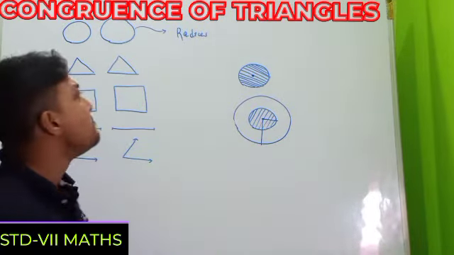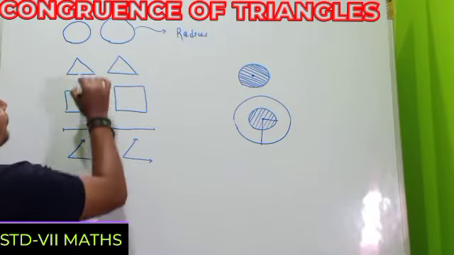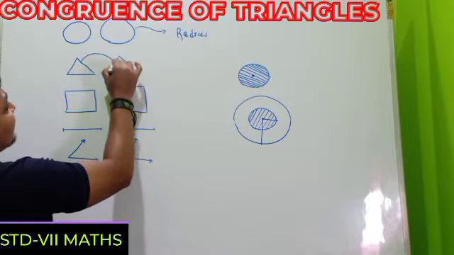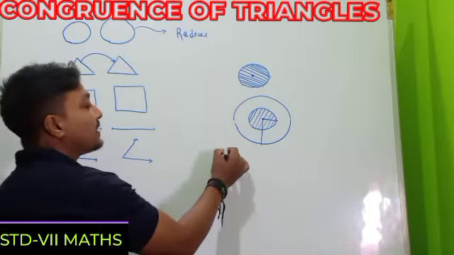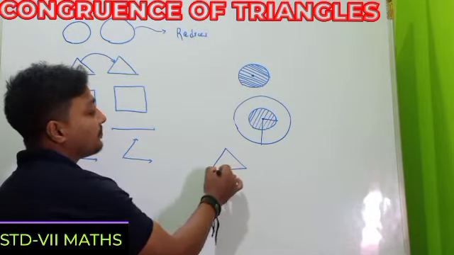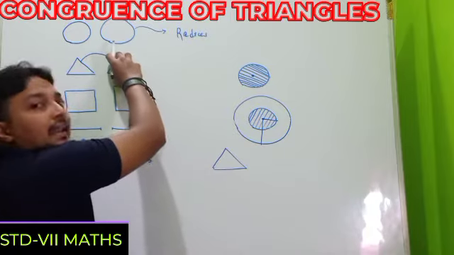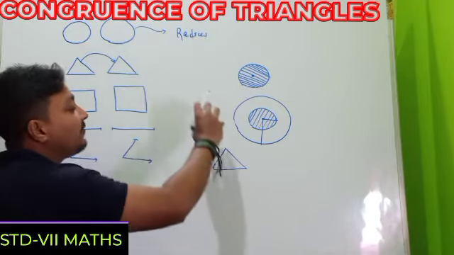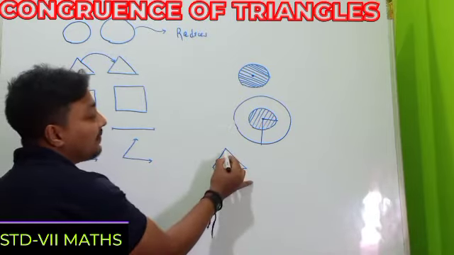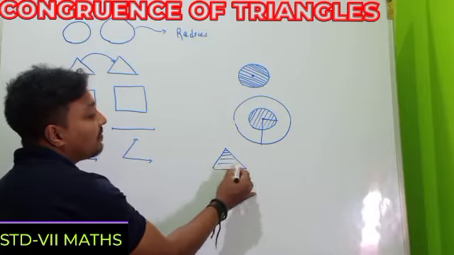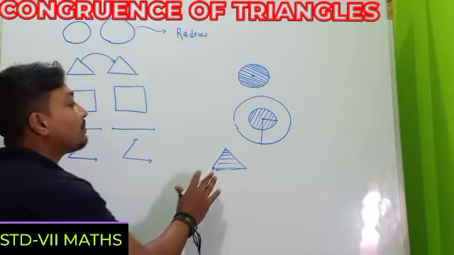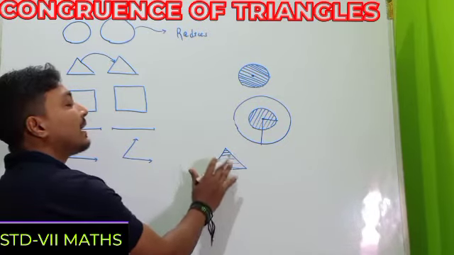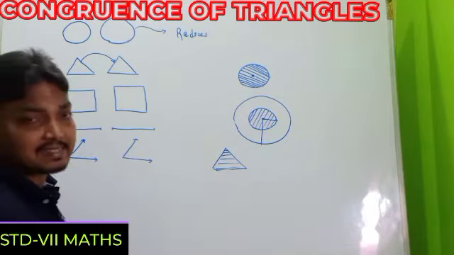Understood perfectly? Another thing to remember: whenever we have two equilateral triangles, by superposing one equilateral triangle, this equilateral triangle I am cutting and keeping over this one, if it covers completely, thereafter I can say that both the triangles are congruent triangles.